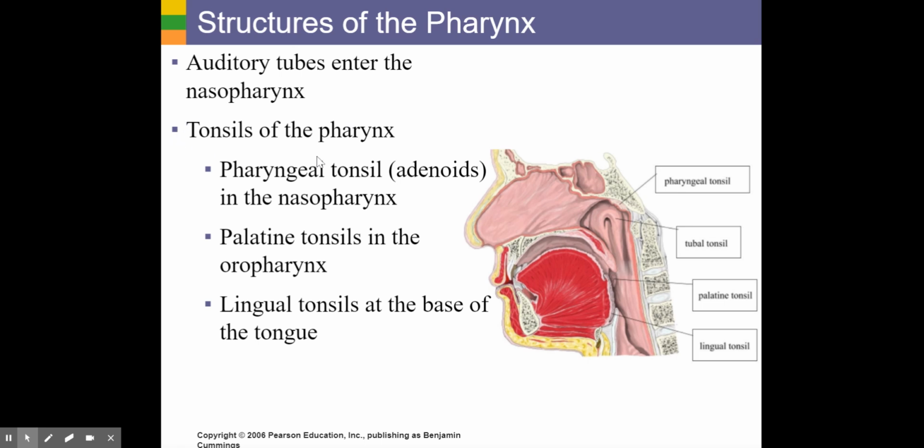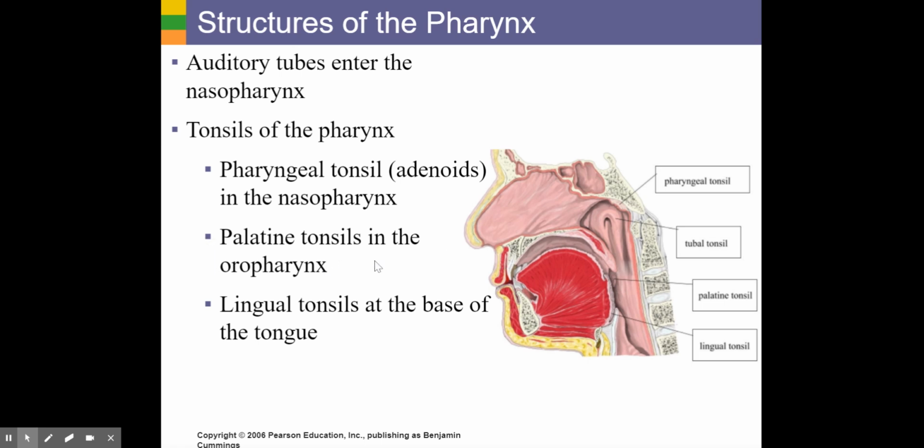Okay, and then there are those tonsils we kind of mentioned before. So there's a couple different sets. There's what's referred to as pharyngeal tonsils, which a lot of times are called adenoids. All right, those are up in the nasopharynx. They're kind of at the very bottom here. We have palatine tonsils, which are on both sides of the palate. Right, you can see one here and then one over there.